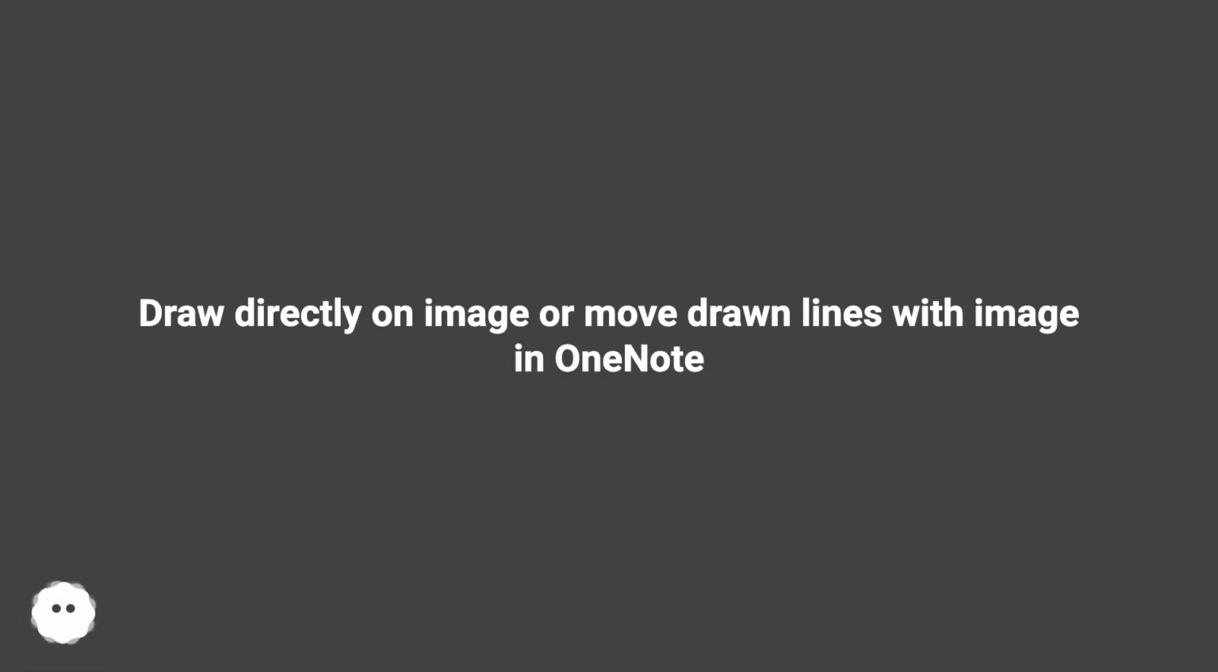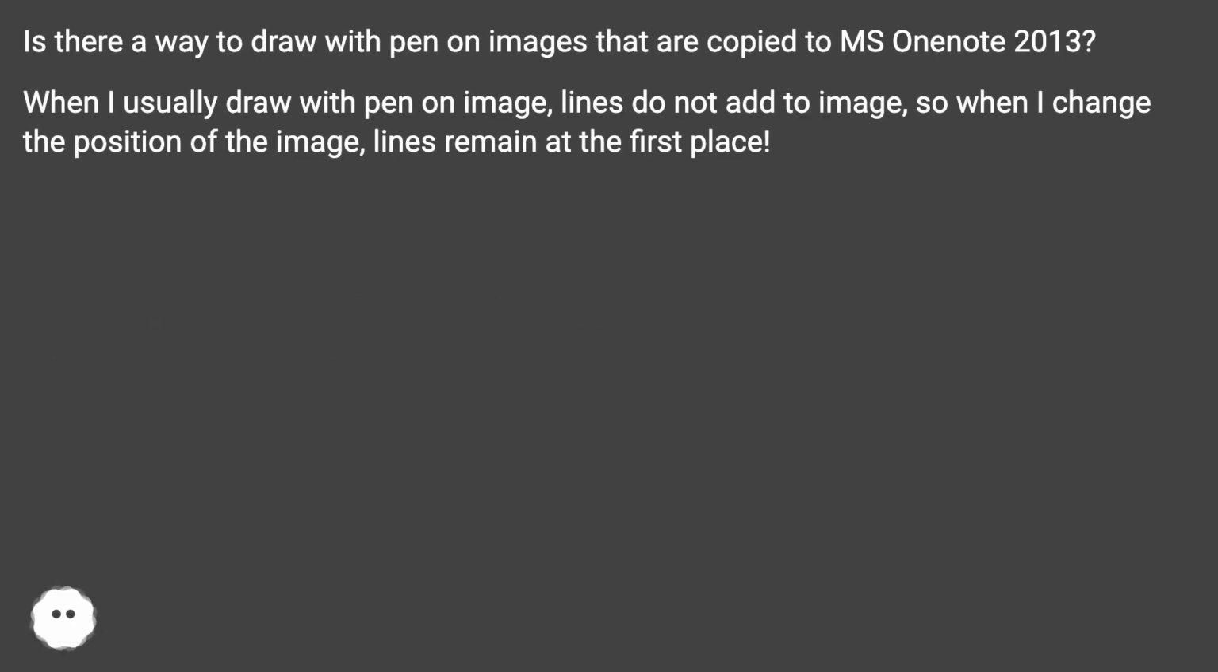Draw directly on image or move drawn lines with image in OneNote. Is there a way to draw with pen on images that are copied to MS OneNote 2013? When I usually draw with pen on image, lines do not add to image, so when I change the position of the image, lines remain at the first place.